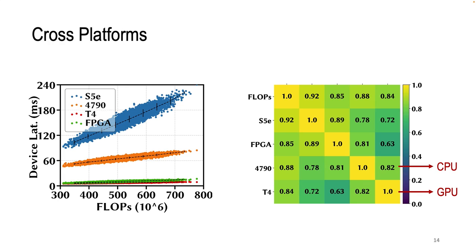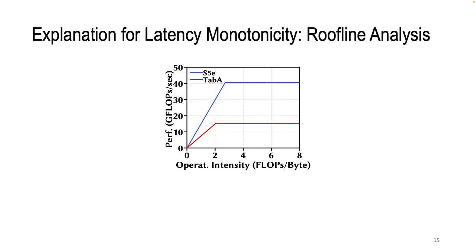To explain the empirically observed latency monotonicity, we utilize the Roofline analysis, which is a methodology to represent hardware platforms' peak performance as a function of the operational intensity. When operational intensity is low, memory bandwidth is a limiting factor for program speed. When operational intensity is high, peak flops rate becomes the bottleneck.